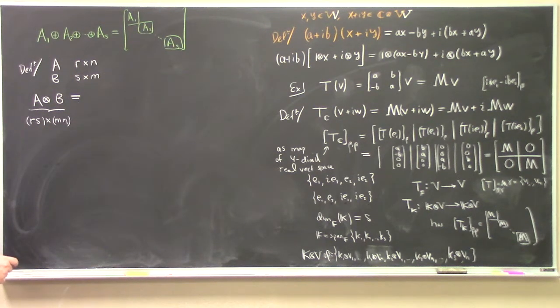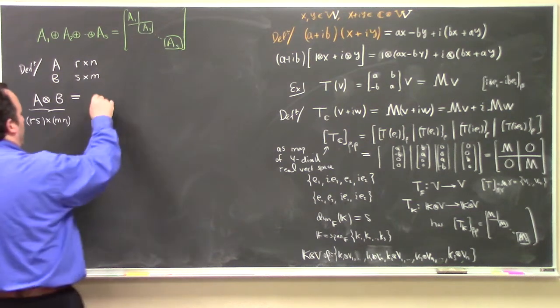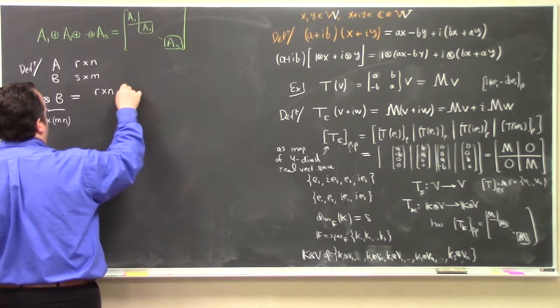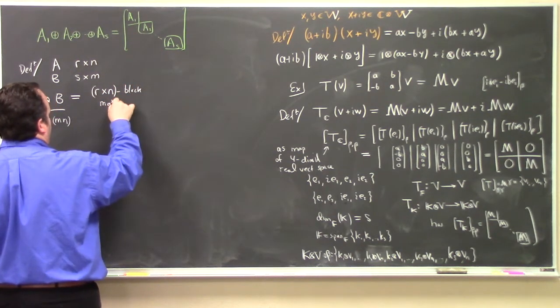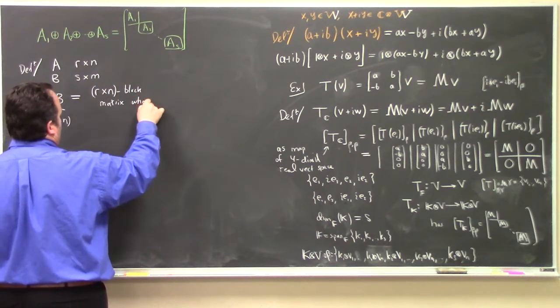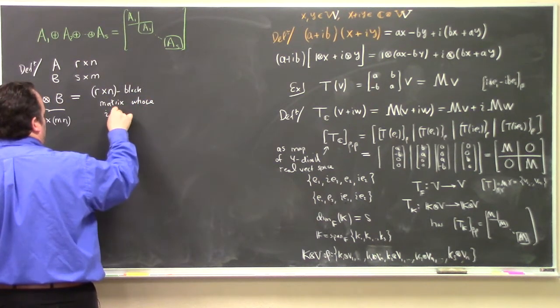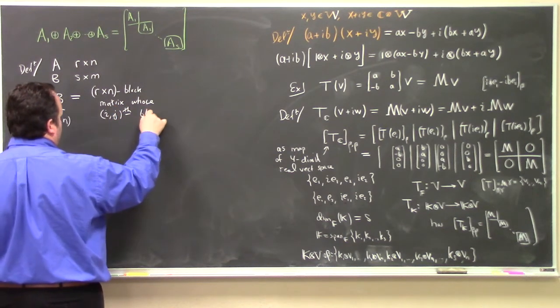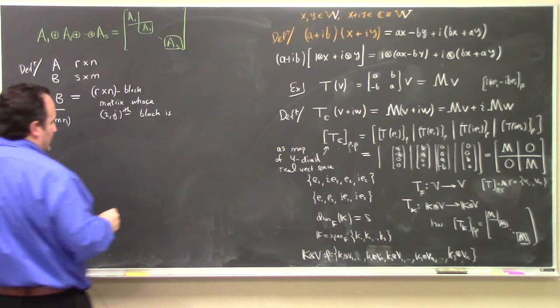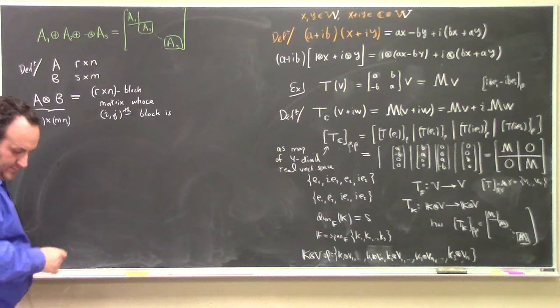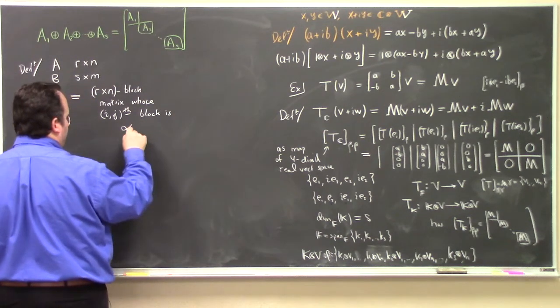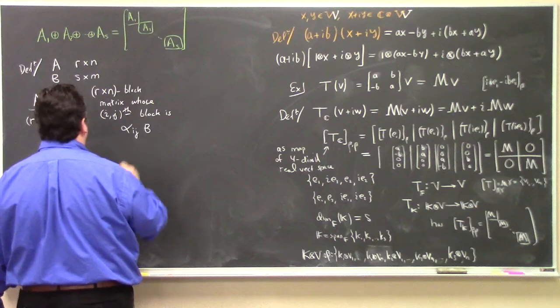Where you can define it in terms of blocks. It's an R by N block matrix whose ijth block is alpha ij times B.